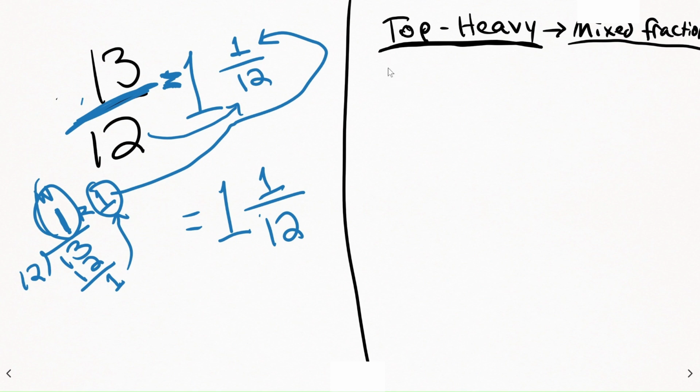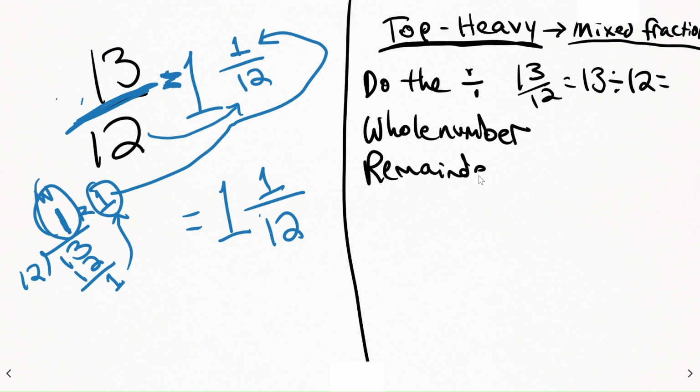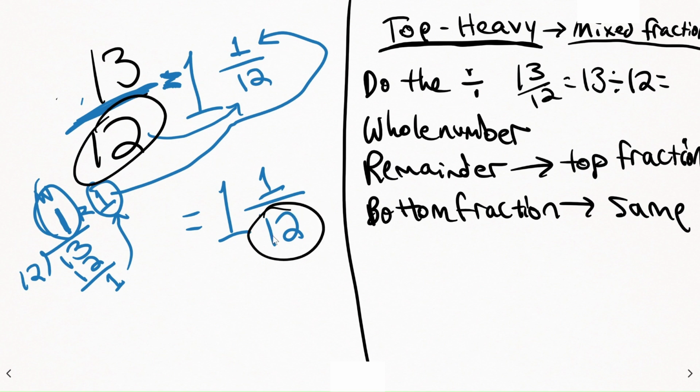So for the top heavy fraction, you do the division, like 13 divided by 12. And the whole number stays as a whole number, it's 1 in this case. And then the remainder goes to the top of the fraction, it's the number for the top of your fraction. And then the bottom number of the fraction stays the same. So this 12 stays 12. 12 into 13 is one whole thing, so that's this. And then we have a remainder of 1 left over, so the leftover goes to the top of the fraction.